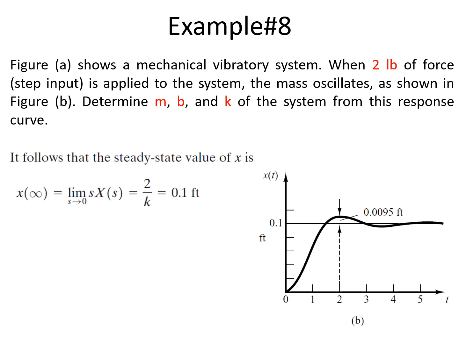Now using the final value theorem, we can take x of infinity to be the limit s tending to 0 of s into X(s). Since here we have X(s) as an input with a steady state value, you are going to get the x of infinity value equal to 2 by k, which is equal to 0.1 feet. So this is another practical example wherein we will be using the steady state error values in order to evaluate the actual parameter values such as mass, spring value and the dashpot coefficient and so on.